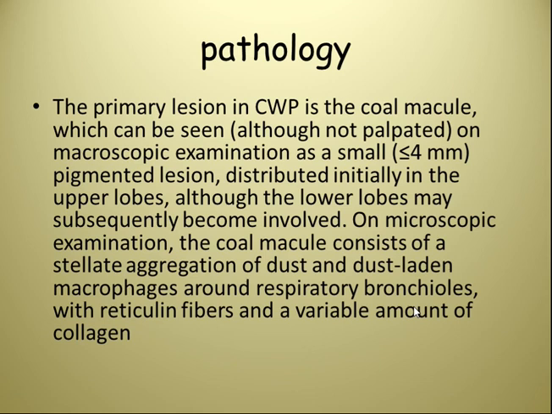So the macrophages try to engulf the coal dust, but the macrophages fail to get rid of that coal dust. So the macrophages become dust-laden macrophages. And the dust-laden macrophages, along with the dust itself, are found aggregated around the respiratory bronchioles. These aggregations are termed, have a look again, the coal macule.